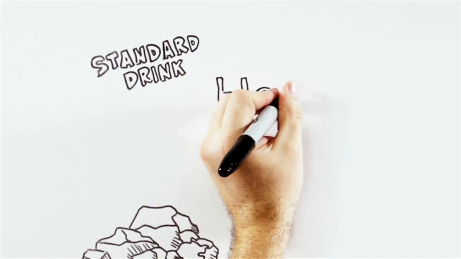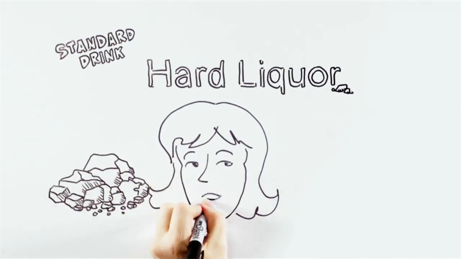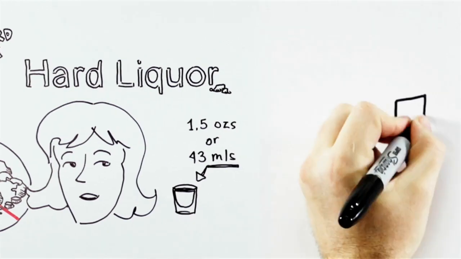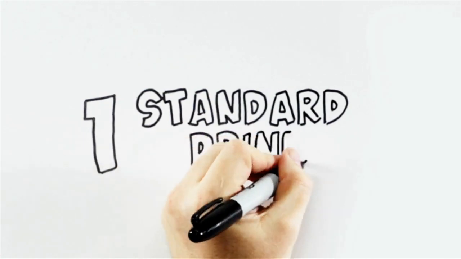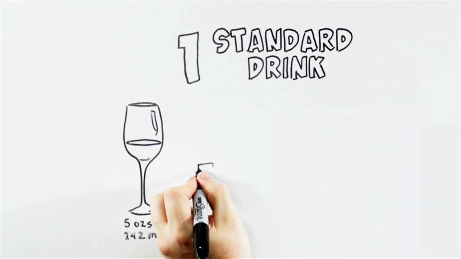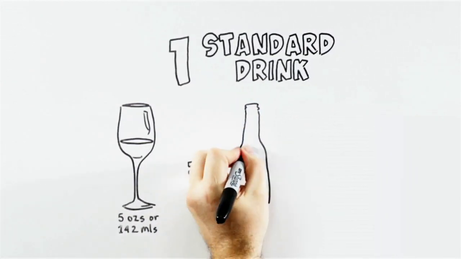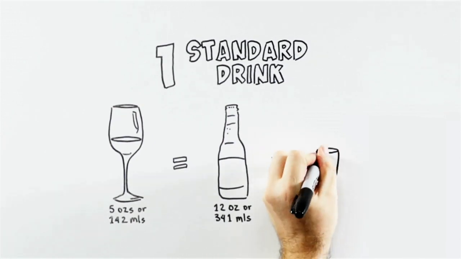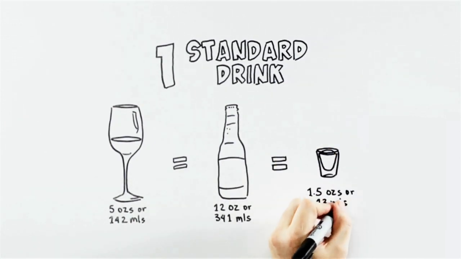So what about the hard stuff? 1.5 ounces, or 43 milliliters serving size of any hard liquor is one standard drink. Let's recap what one standard drink is. 5 ounces, or 142 milliliters of wine, equals 12 ounces, or 341 milliliters of beer, which also equals 1.5 ounces, or 43 milliliters of hard liquor. Each of these equals one standard drink.